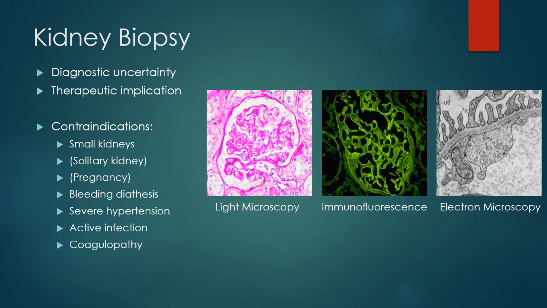setting of diagnostic uncertainty or where there are potential therapeutic implications, such as in the diagnosis of a vasculitis or a lupus nephritis, where immunosuppression is warranted. Kidney biopsies are generally done under ultrasound guidance, and 2 to 3 cores are taken and sent to the lab. There are 3 components to the kidney biopsy, which include light microscopy, immunofluorescence, and electron microscopy.